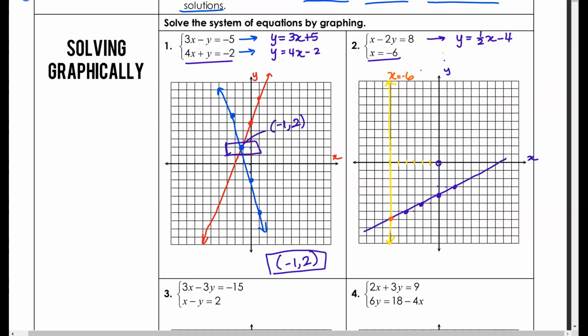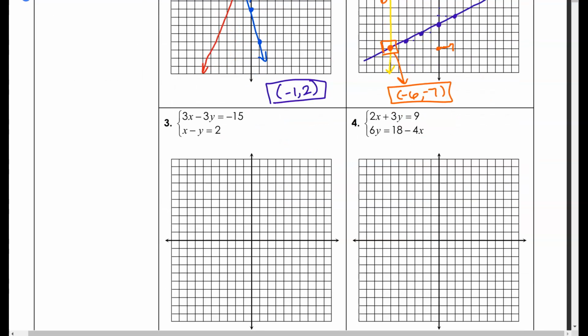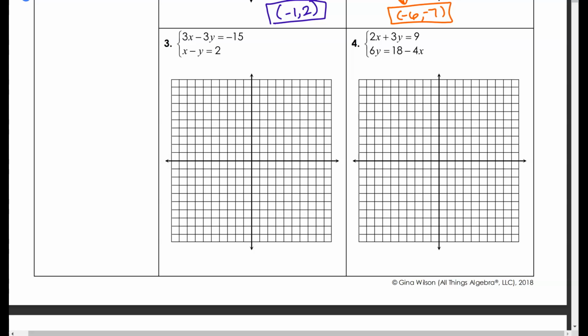So that means that our graphs are intersecting here. And this point is going to be, it looks like, (-6, -7). Okay. And again, that's because here we're at -7, and then this was the value -6. All right, let's take a look at the next two.